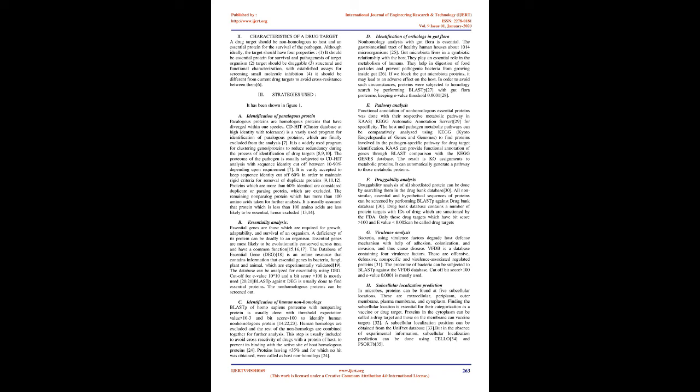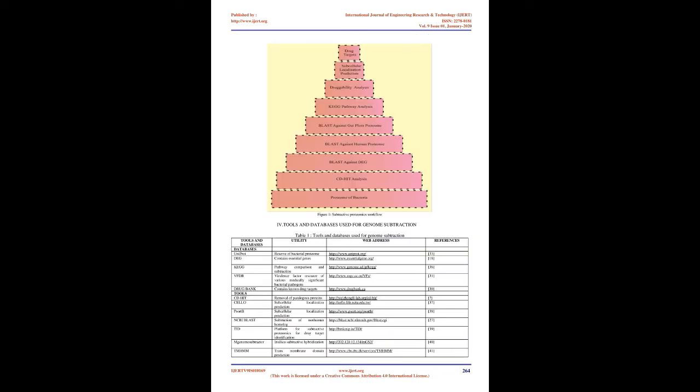C. Identification of human non-homologs. BLASTP of the Homo sapiens proteome with non-paralog proteins is usually done with a threshold expectation value of 10 to the power of minus 3 and bit score 100 to identify human non-homologous proteins (14, 22, 23). Human homologs are excluded and the rest of the non-homologs are combined together for further analysis. This step is usually included to avoid cross-reactivity of drugs with a protein of the host, to prevent its binding with the active site of host homologous proteins (24). Proteins having identity of 35% or less, and for which no hit was obtained, were called host non-homologs (24).